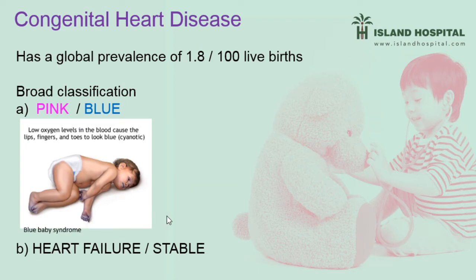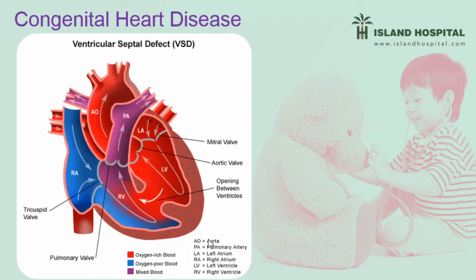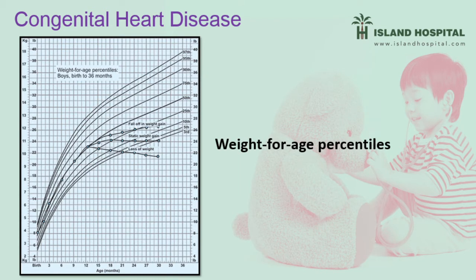Now, once we have decided whether the child falls into the cyanotic or blue category, or the pink or acyanotic category, we then observe the child and decide whether the child has got heart failure or whether the child is stable. So when a child is brought to our clinic and we want to decide whether the child is in failure or not, we usually ask a few questions.